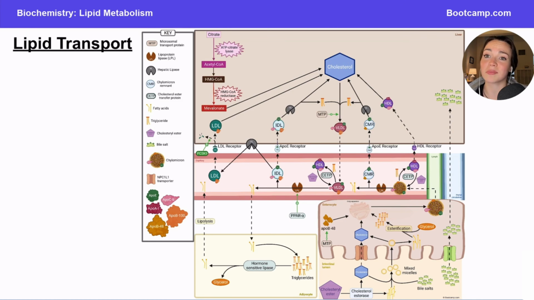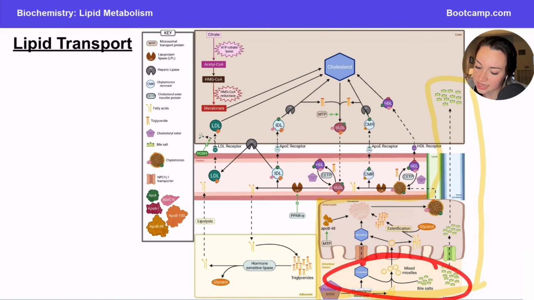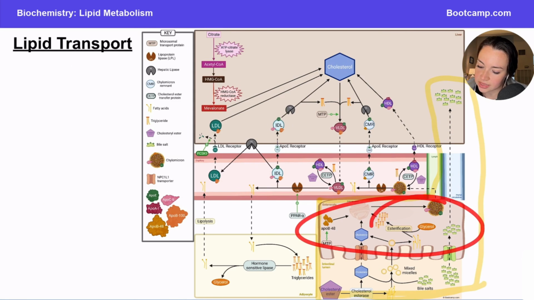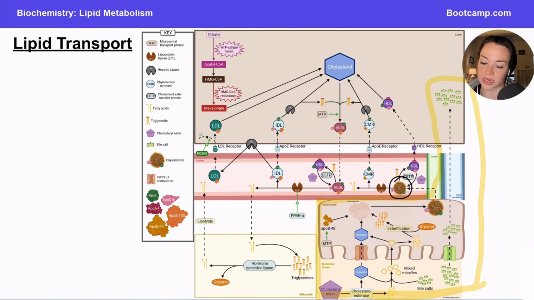This is a lot to unpack, and we're going to spend the next couple videos talking about it. All right, but the good news is we've already covered all of this in here. This is how we took the lipids from the lumen of the intestine into the enterocyte, brought it into the lymph, and then to the blood. And we left off with our chylomicron right here floating around into the blood.